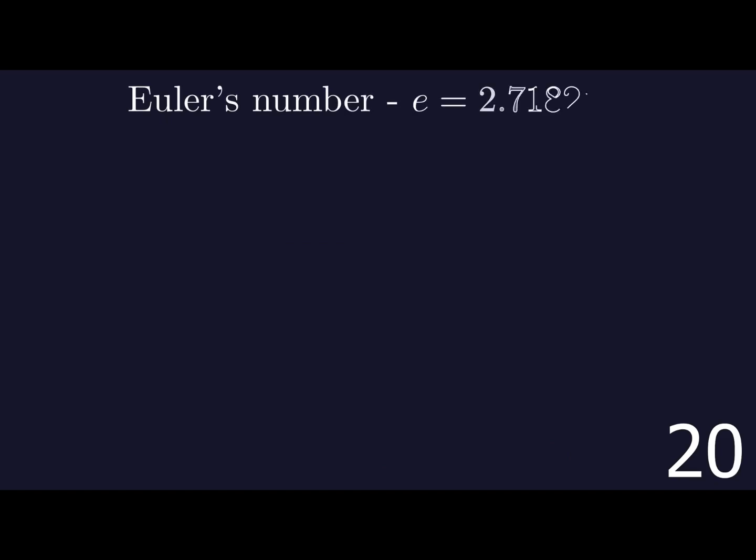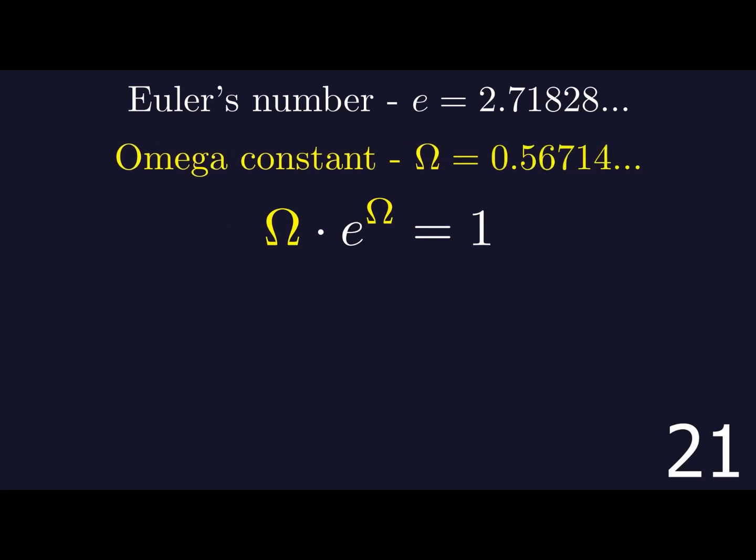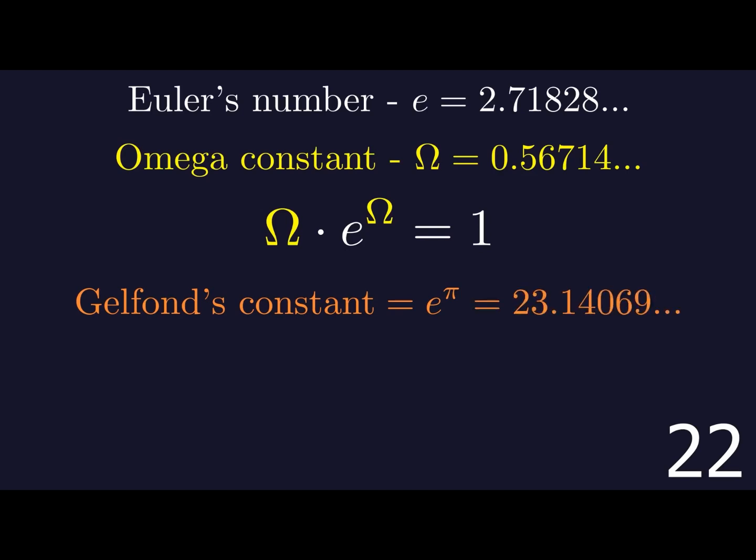Euler's number, which we have already seen, is approximately 2.718. The omega constant is a number that satisfies the equation omega times e to the power of omega equals 1. This constant is approximately 0.567. Gelfond's constant is equal to e raised to the power of pi, which is around 23.14.